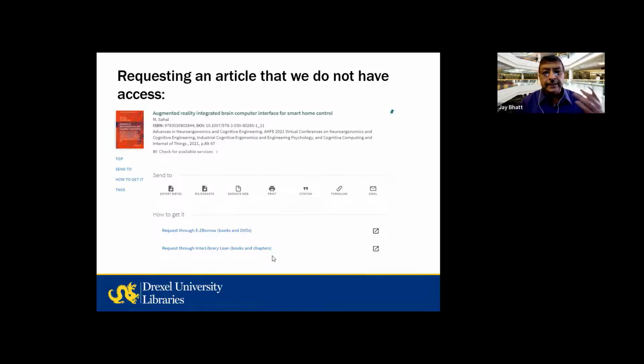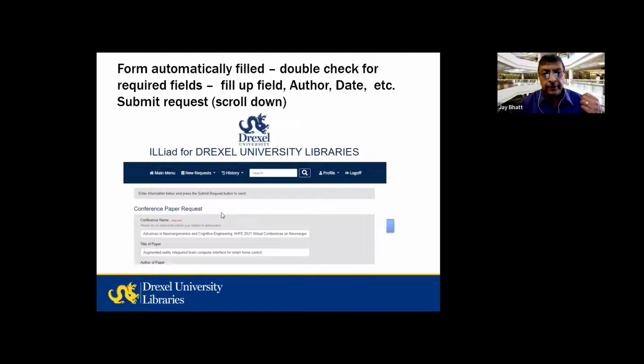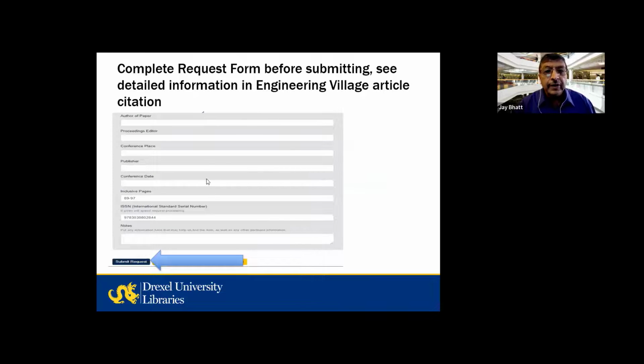Using our Drexel Connect credentials, email ID and password, we log on. It takes us to this link where we can submit a request. If I am logged on directly, this takes me to the conference paper request. I do not even have to fill in anything because the conference name and title of the paper are filled in automatically. I don't have to type. That is the best part. And it is a required field, so anything that is required, you must fill in.